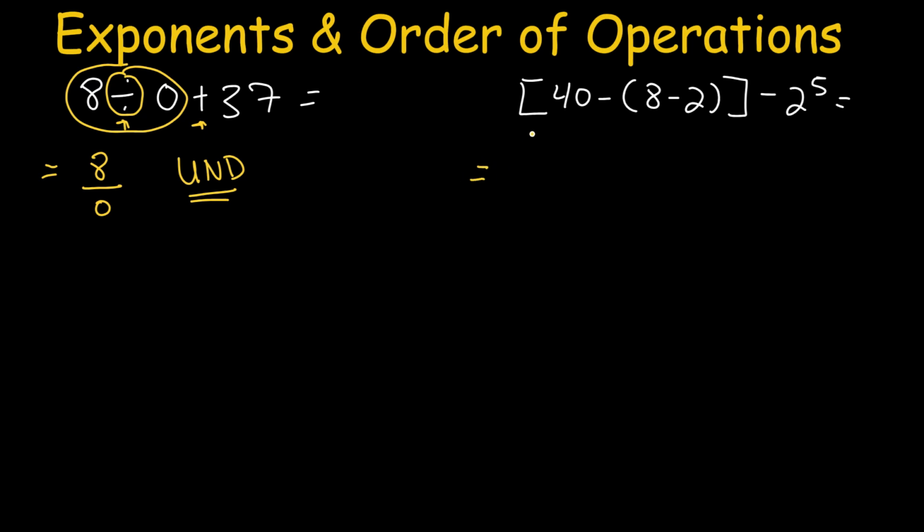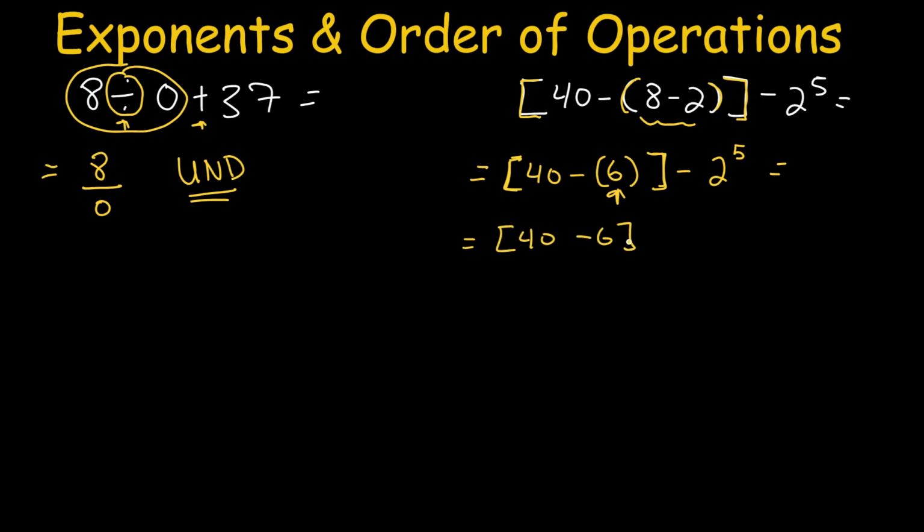All right, that was it for this problem. Let's move on to the next problem. Let's look over here. We have some brackets, and then we have parentheses inside the brackets. So we need to solve the parentheses first. So let's go ahead and rewrite this one. 40 minus 8 minus 2 will give you 6. Let me put it in parentheses, and minus 2 to the 5th power. All right, so now let's look into the brackets, and is there something else we can do? Well, there's nothing else in this parenthesis, so let's rewrite this. 40 minus 6, and now we can go ahead and solve this one over here.